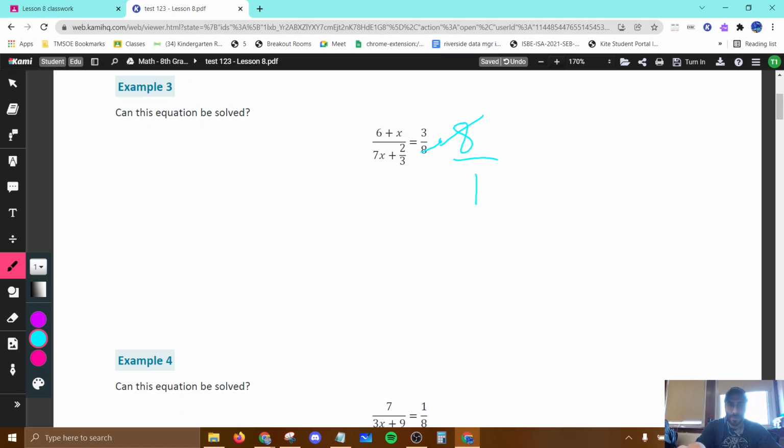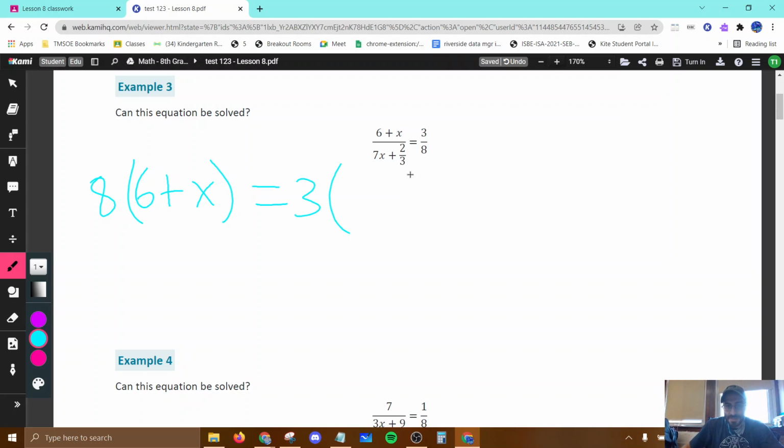So to do this all in one step, what you do is take the left numerator, 6 plus x, and multiply it by the right denominator, 8. Put your equal sign. And then multiply your left numerator, 3, times your opposite left denominator, 7x plus 2/3. Okay, so now this turns into something that we could do.